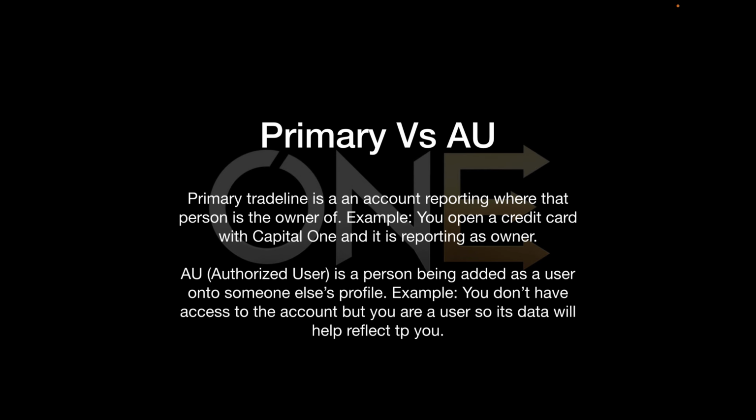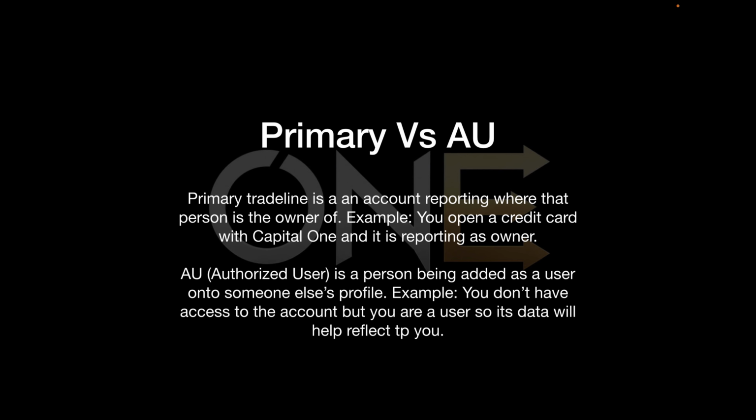So you're not going to receive a card. You're not going to be able to spend the limit. None of that stuff. But whatever is reflecting on that report for that account is going to go ahead and reflect onto your report as well. All right, so primary trade lines is an account reporting to that person as the owner. So example, you open up a credit card at Capital One, and it's reporting you as the owner. It's very straightforward. And then authorized user is a person being added as a user onto someone else's profile. Example, you don't have access to the account, but you're a user, so its data will help reflect onto yours.